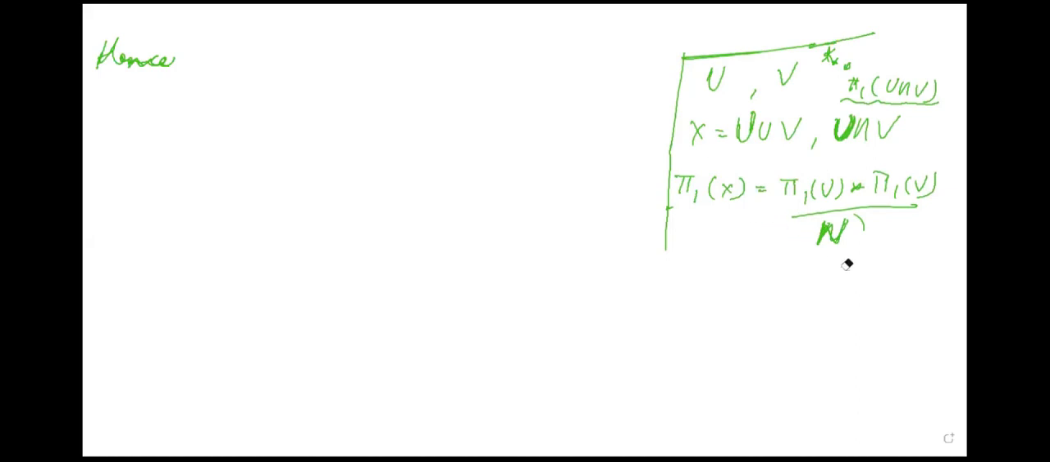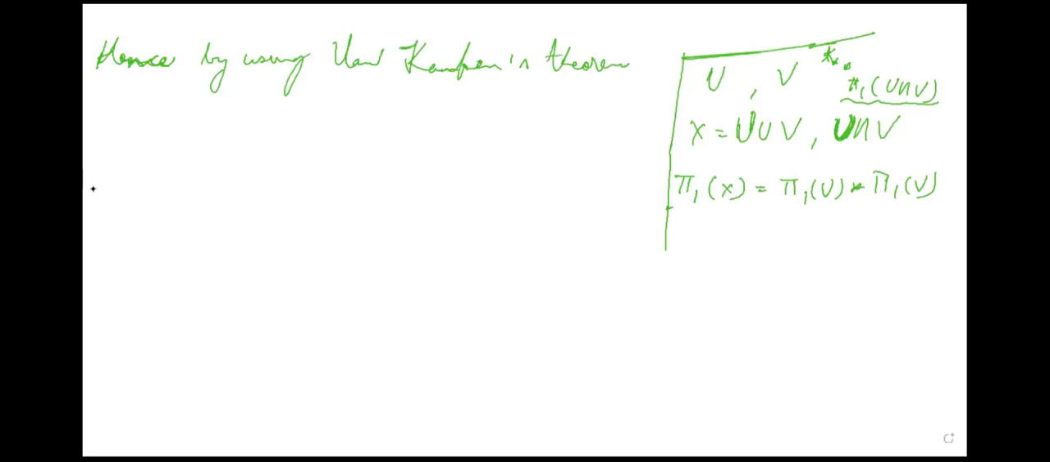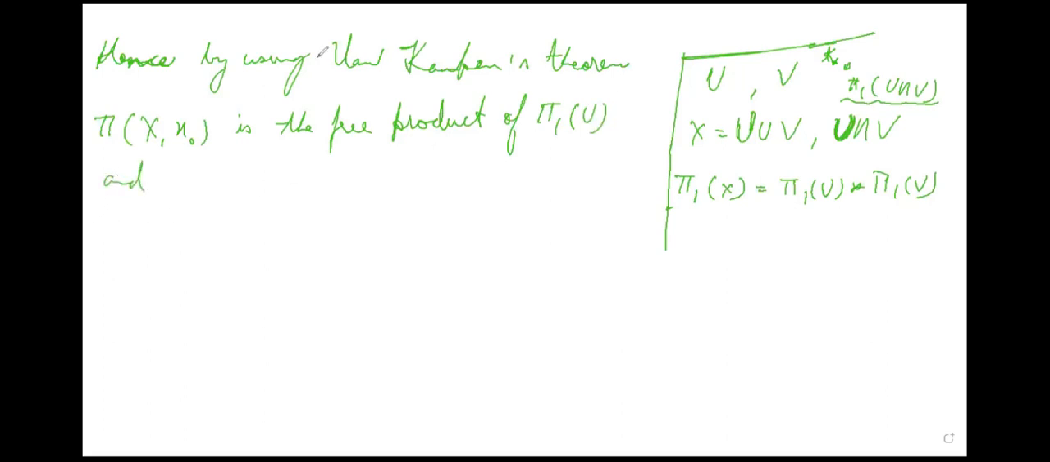So this is basically your this. Hence, by using Van Kampen theorem, pi1 (X, x naught) is the free product of pi1 U and pi1 (V, x naught).